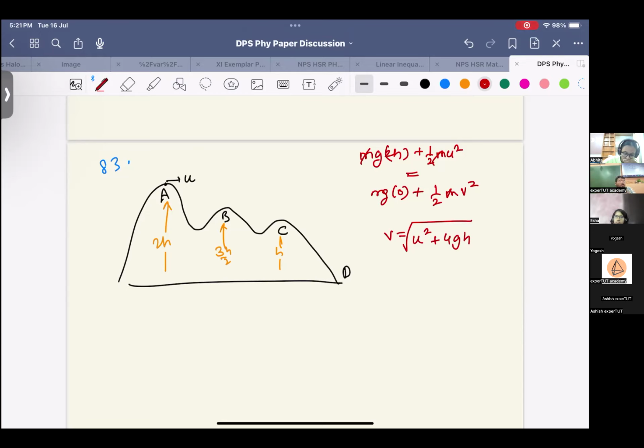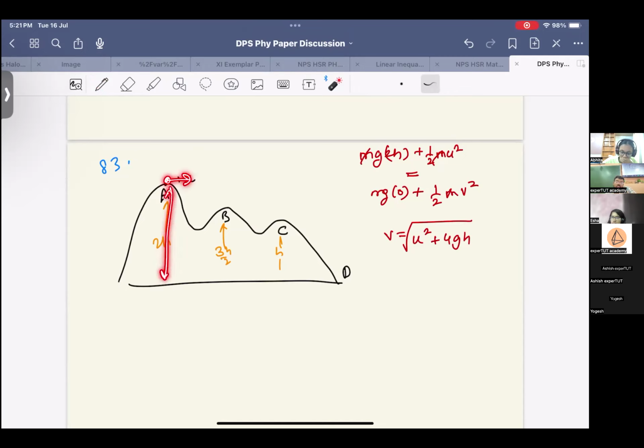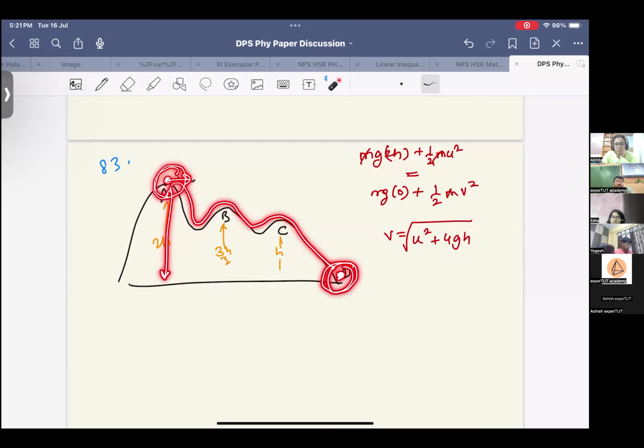They are saying that the speed at A is u and its height is 2h. If it falls without friction, what is the speed at D? The D is on the ground, the height of D is 0. The concept you are using is that the PE plus KE at this point is equal to PE plus KE at this point. The PE at point A is mg into 2h. The KE at A is half m u square because it is given that the initial speed of the object is u.